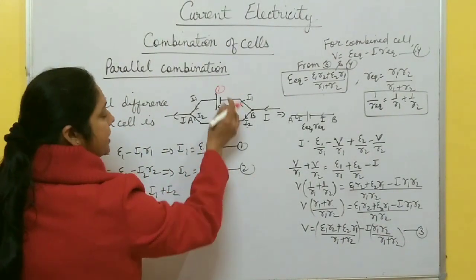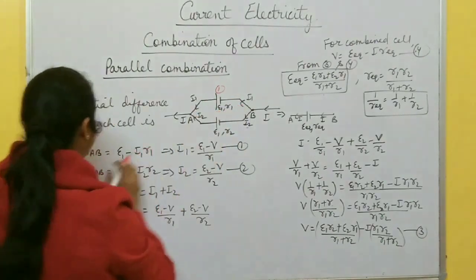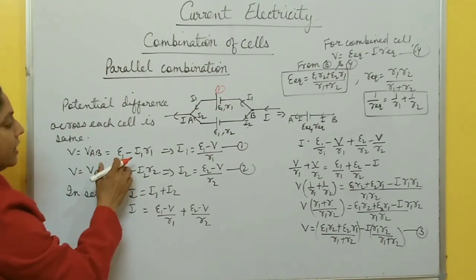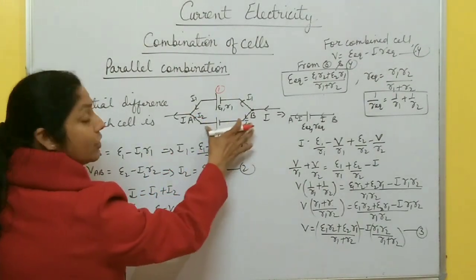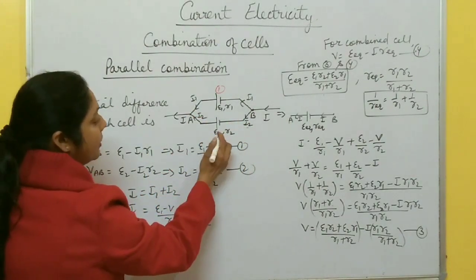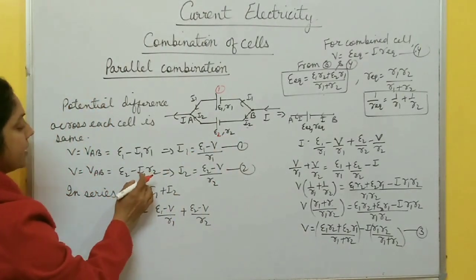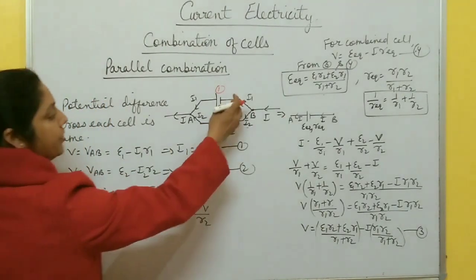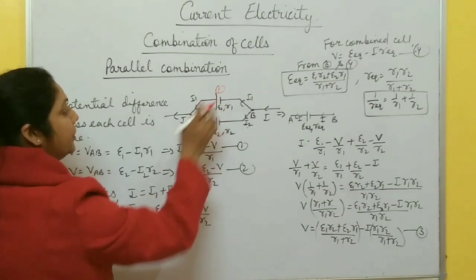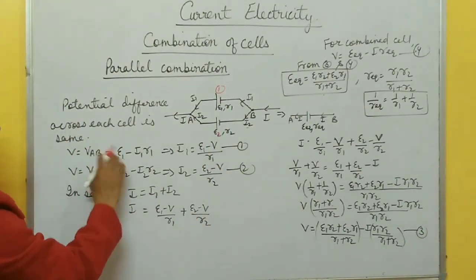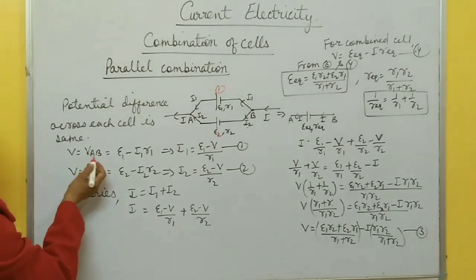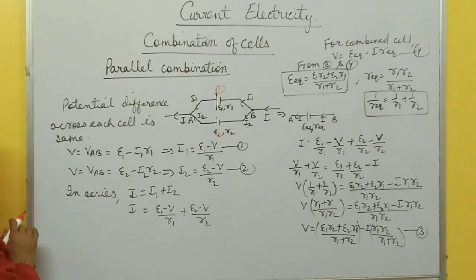Suppose this one is the first cell, so the potential difference across the first cell is VAB and this is E1 minus I1 R1. Again, the potential difference across the second cell is also VAB and this is equal to E2 minus I2 R2. I1 and I2 are the currents flowing through each cell, right? So the potential difference is the same across the two cells. So you take VAB as V, and this VAB also V.